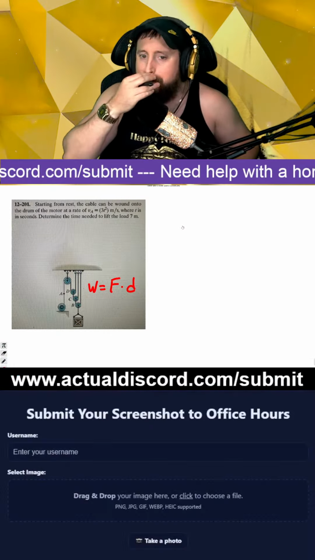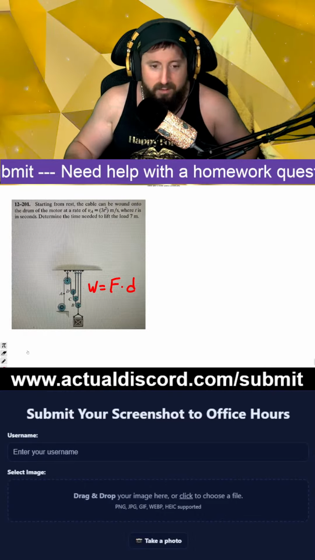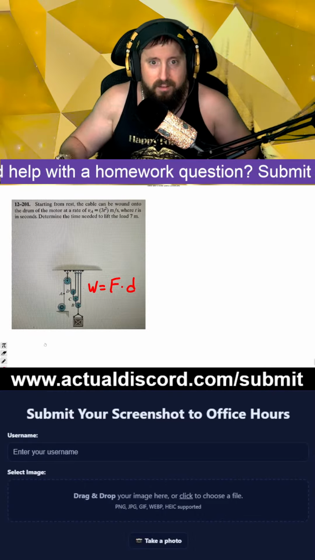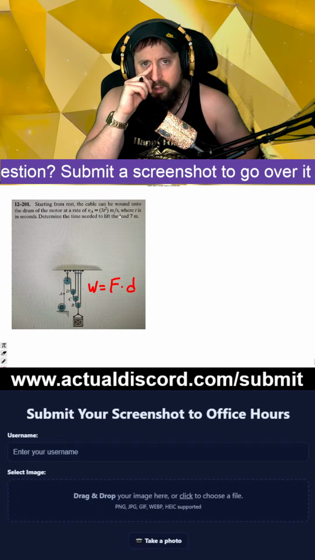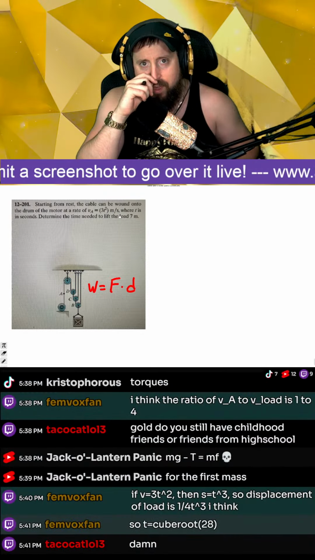Okay, let's do this one though. If v equals t squared, then s equals t cubed. So displacement of load is that.